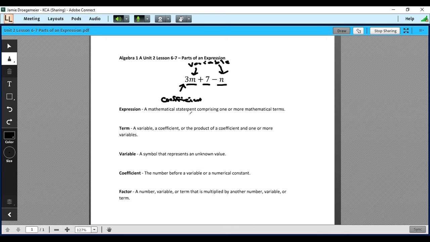So one of the things we want to be able to do in this particular lesson is identify different parts of an expression. And so we've done that here. What's underlined, those are our terms. We have a coefficient of 3. We have variables m and n and negative n. This 7 is a constant, not being multiplied by anything. And then factors are going to be terms that are multiplied together. 3 and m are factors in this case.